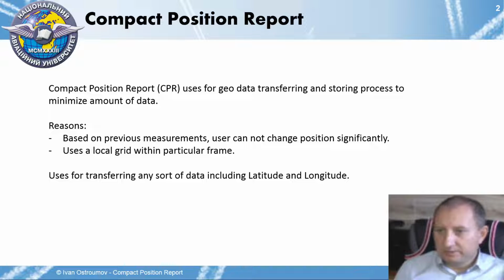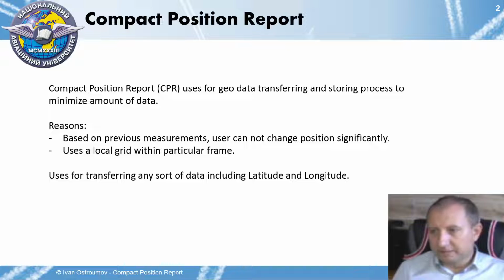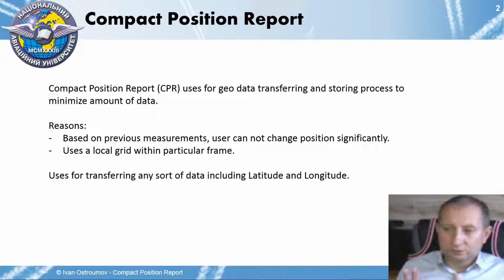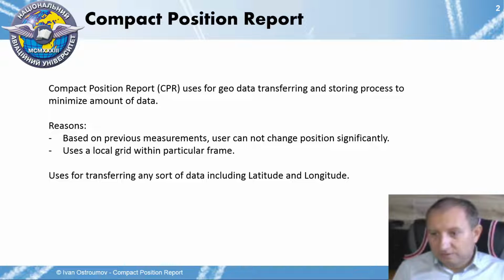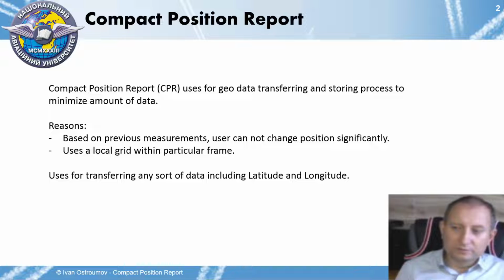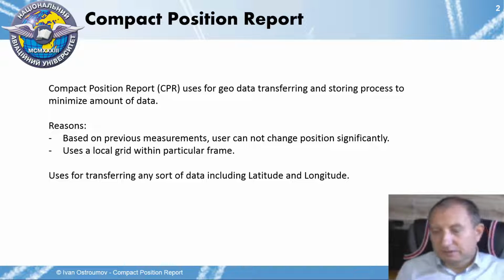Thus, first of all, we can use CPR for any sort of data or parameters. We can consider latitude, longitude, altitude, speed, heading, angle of attack, pitch, roll, yaw, and all other parameters which we have on board. However, coordinates, latitude, longitude and altitude, play an important role, because, for example, velocity and acceleration we can recalculate from the sequence of coordinates. That's why coordinates are quite important.